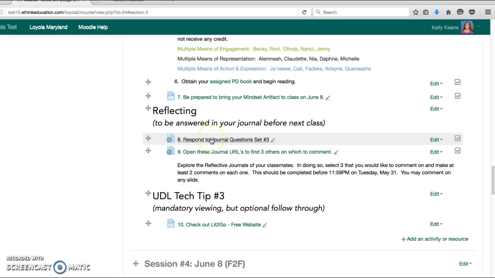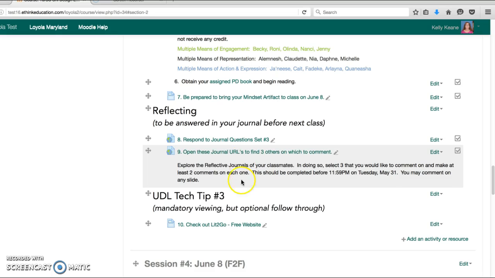You have reflection questions in your journal, set number 3, and this is the first week where you're going to be exploring the journals of your classmates. So you need to open these journal URLs and find 3 people to comment on. You'll make 2 comments on their slides, and it doesn't matter which slide you comment on, just one that strikes you in particular. I think you'll really like seeing how other people have been answering the questions.